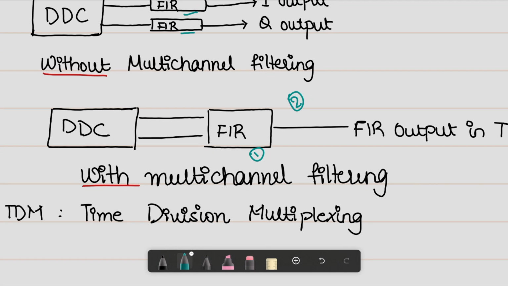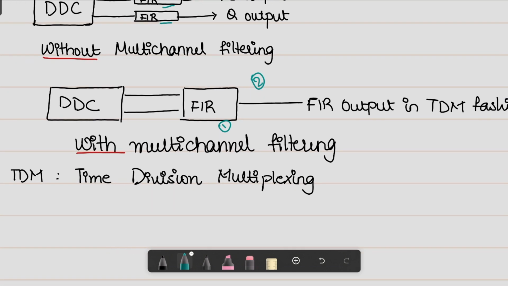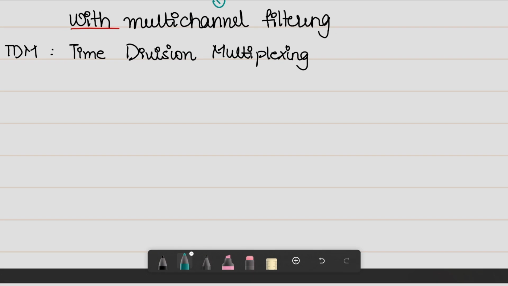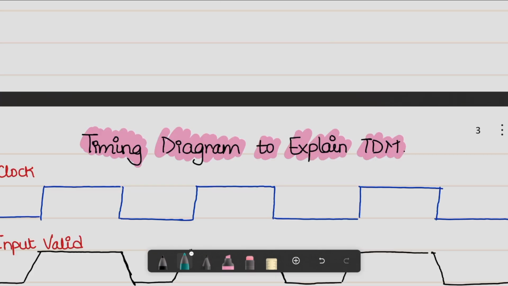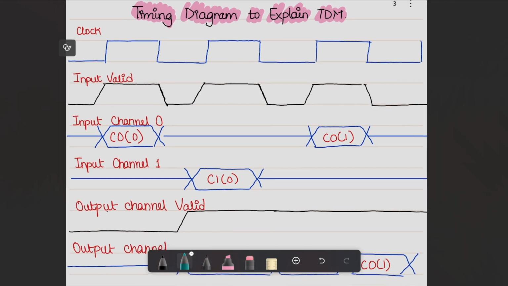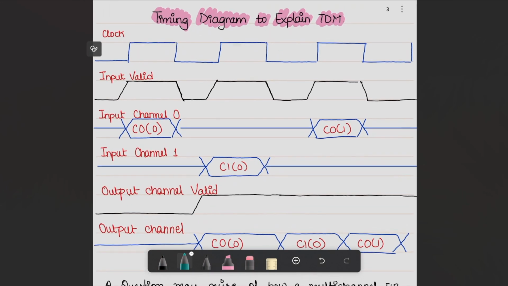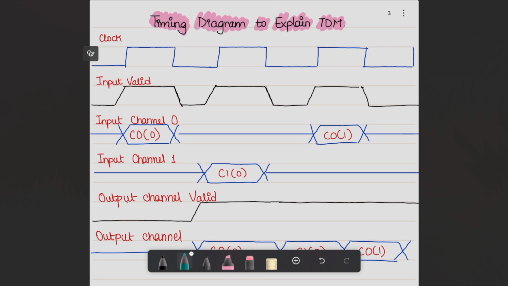Now you may ask, how will this be done? This will be done in a TDM fashion. Let me explain further. TDM stands for time division multiplexing. Let's look at a timing diagram. I have input from two particular input streams. Let's go back to our DDC example itself. Let channel 0 be I and channel 1 be Q.